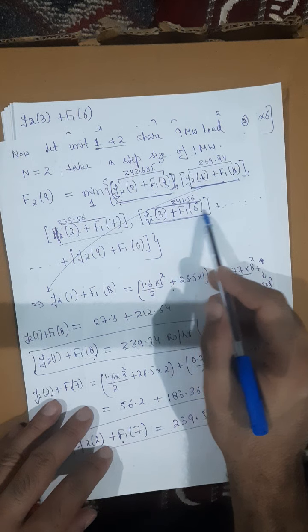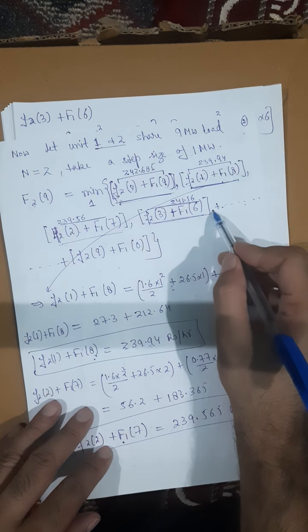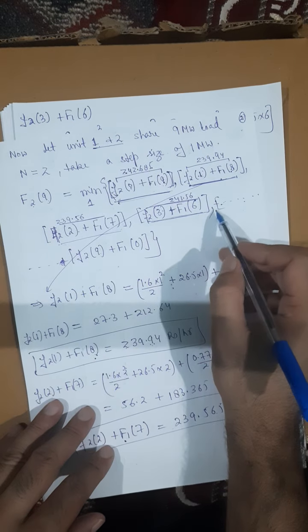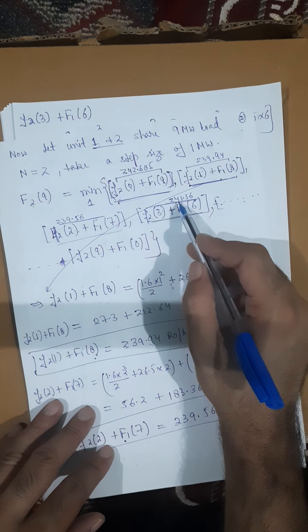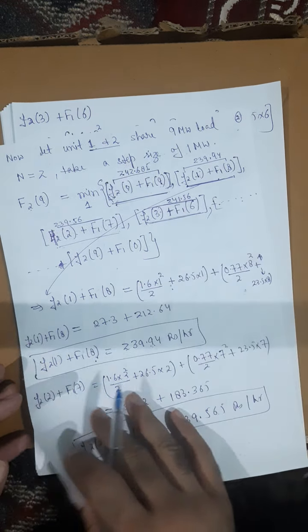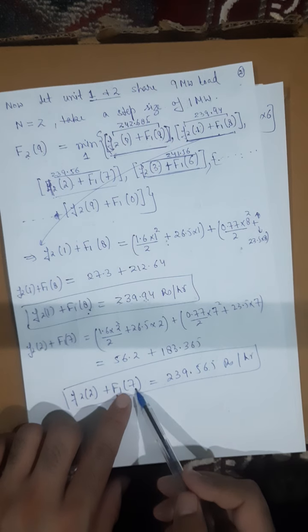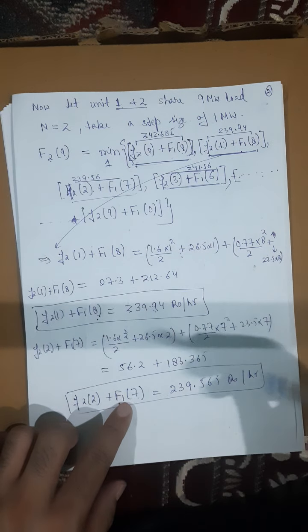241.56. So if I calculate the power cost for the next case, it will increase; it will go beyond 241. Why? How can I know? Because here you keep on increasing the power and here you keep on decreasing the power, so the cost will increase.